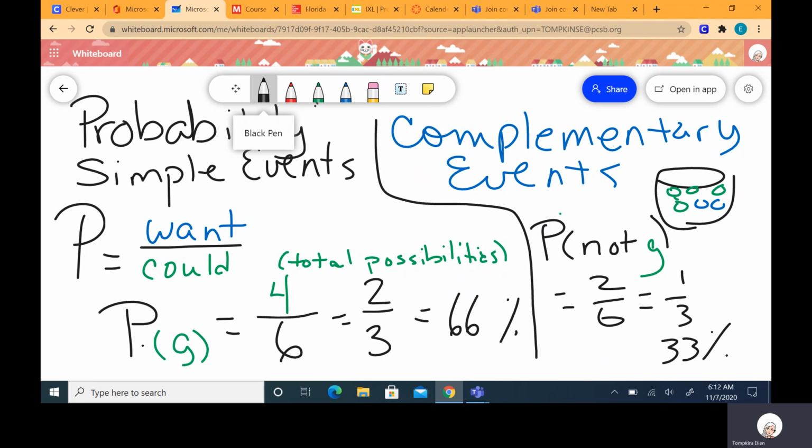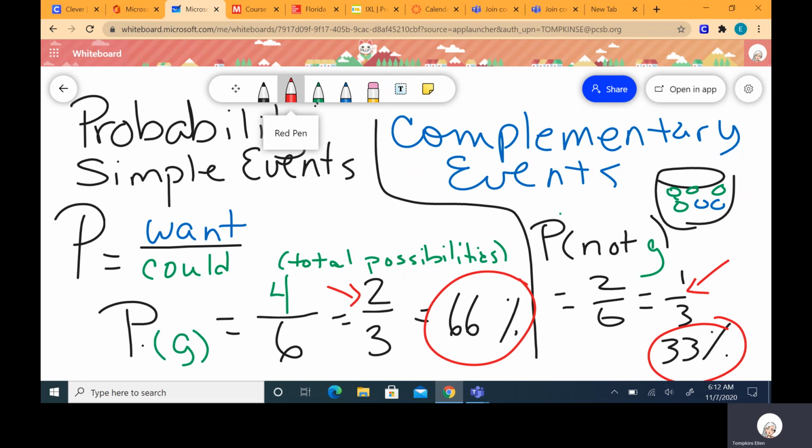Now, a simple event and its complementary event should equal 100%. You can see that this and this equal 99%. That's because my original fractions had those repeating bars over them. So this is going to work. Just know that you're going to get a complete whole. If you look at 2/3 and 1/3, you're going to get 3/3, which is 1.